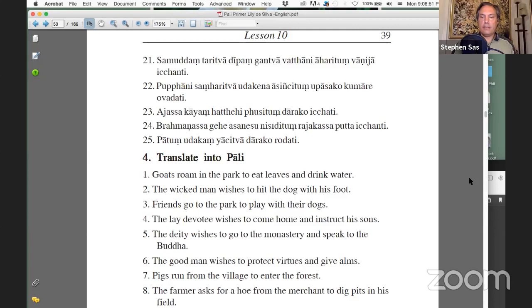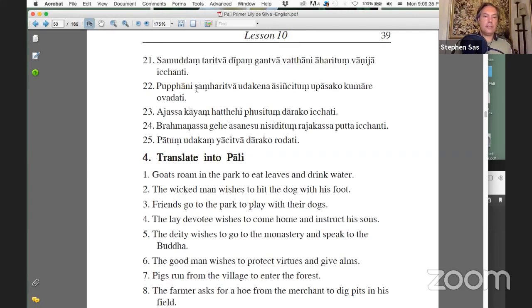Okay, then we have Huang. Yes, can you hear me? I can. Would you do for us, please, 22? Yes, 22. Tofani, Sanghariva, Udakena, Asinsitong, Upasako, Kumare, Ovadati. So, having collected flowers, the lay devotee advised boys to sprinkle water. Yes, very good. Thank you.